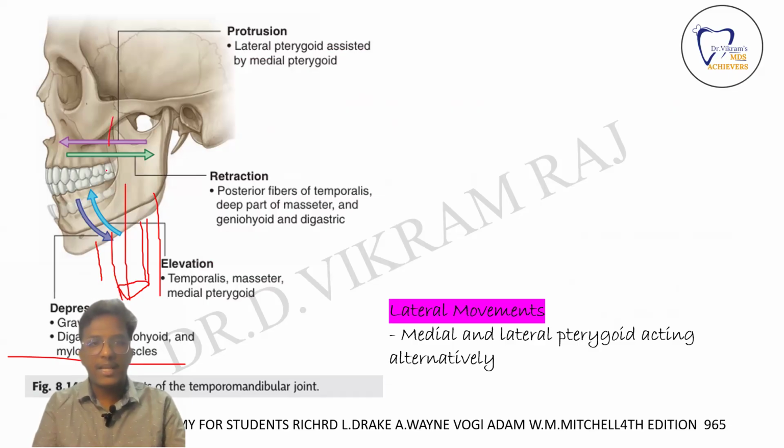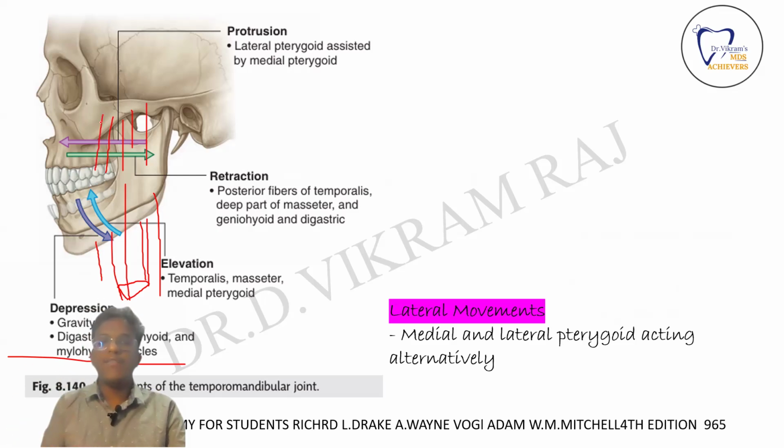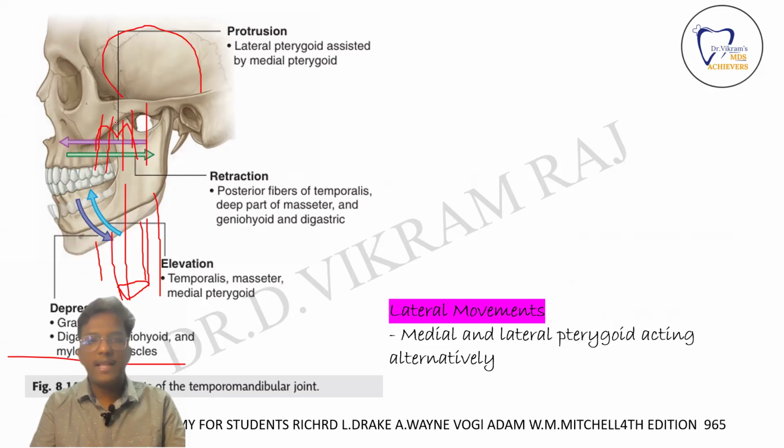And elevation is caused by the muscles that are present in the upper side, which will cause the movement of the mandible upward. That is the masseter, which is present upward, right? The temporalis muscle and medial pterygoid, which are present on the upside, will cause the mandible to be pulled upward. So thereby it is causing the closing of the mandible.